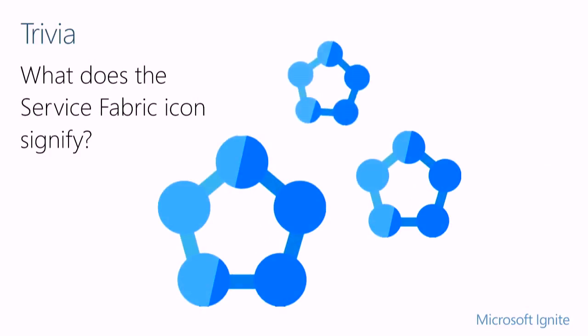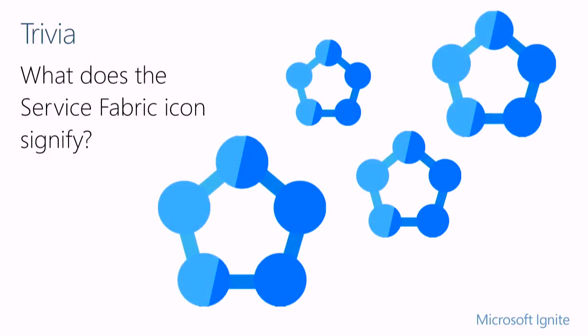So the second question is, what does this icon, which is that of Service Fabric, signify? Should be pretty easy to make out. I think you already gave an answer, right? Yeah, correct. That's so right. 5 nodes together making up a cluster. That's right. So you can collect your goodie from us after the session.